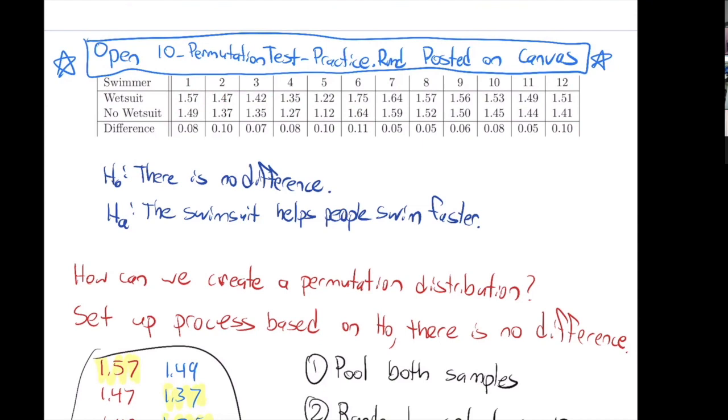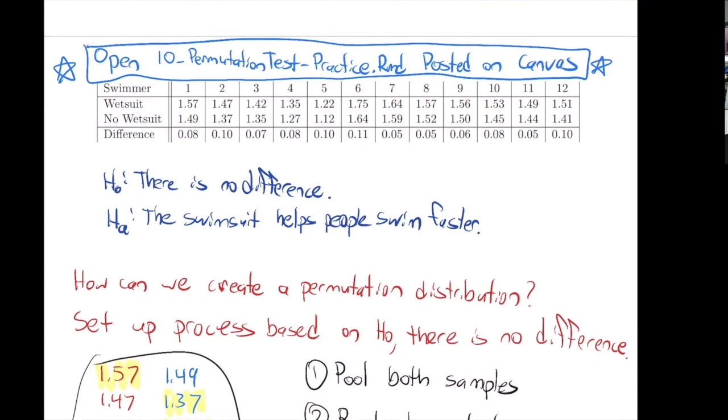So instead, our assumption here is that this wetsuit doesn't make any difference. In other words, the fact that this was 1.57 and this was 1.49 is just due to randomness and not the wetsuit. It just as well could have been 1.49 up here and 1.57 down here. So what we're going to permute is, for each person, we're going to randomly assign one of those values to be the wetsuit, and one of those values to be the no wetsuit one.